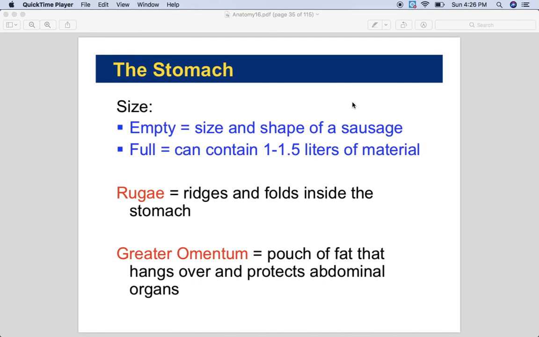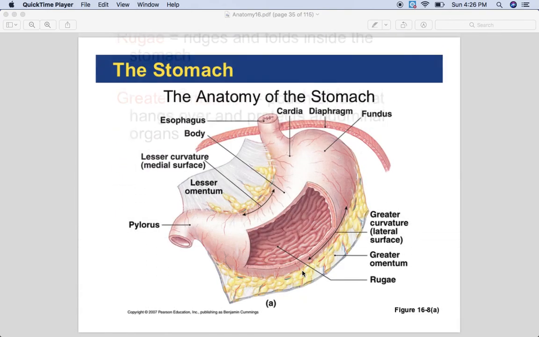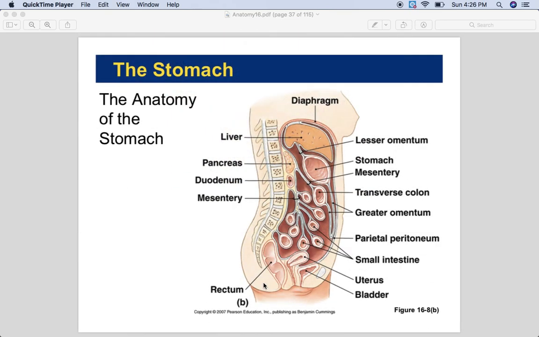Now, the stomach can stretch. It's kind of like an accordion. And so there are ridges and folds inside the stomach, which are called rugae, that allow it to fold. And then there is a layer of fat that goes over our stomach, and it's called the greater omentum. And it's actually there to help protect our organs. This is the greater omentum right there. Okay.